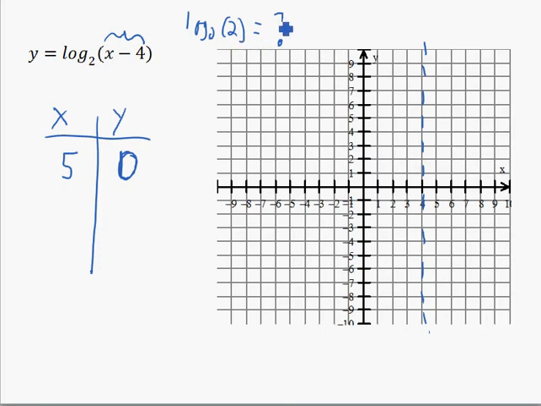Remember, this is our y value over here. Maybe I should write that. That'll make it a little bit easier. This is our y value. 2 to what power is 2? Well, y is 1 when the inside is 2. This is x minus 4, so x has to be 6.